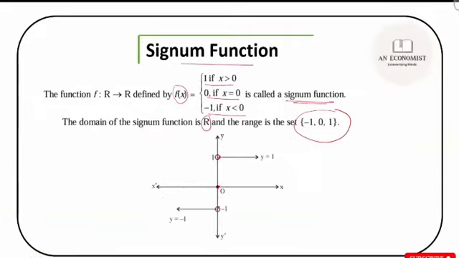If you take any value greater than 0, the functional value will be 1, which is seen here. If you consider x to be 0, the functional value will be 0, and for anything less than that, the functional value will be minus 1. So this is the general form of a Signum function.